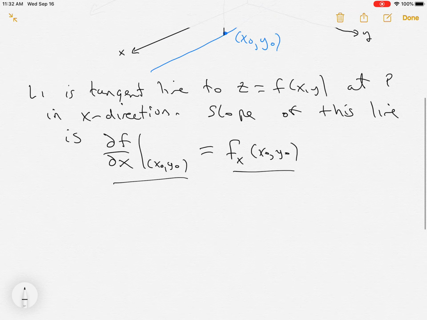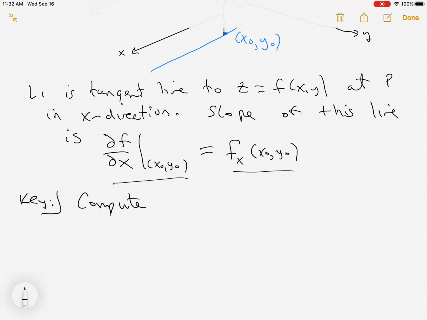Okay, so now this is key. When you compute df dx, you hold y fixed. And this does a number on your eyes because you're used to thinking of y as a variable, but you really want to think of y as a constant. Pretend it's the number 2. And then you just do all the differentiation stuff you've been doing since Calc 1.